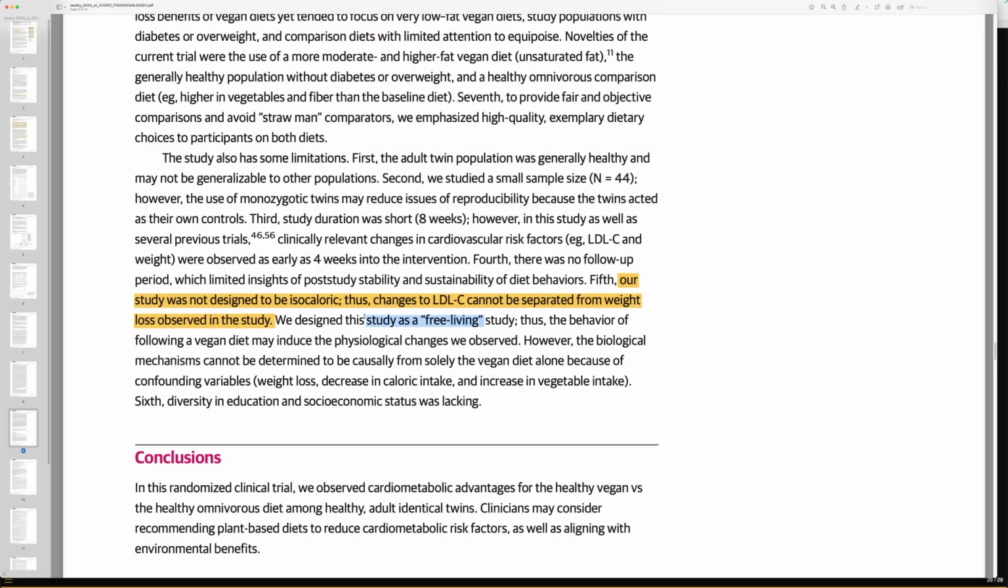Like they say clearly here, the study is designed as a free living study, and they want to take into account how people behave on these different diets when they're not told specifically that you have to eat 2,000 calories a day. I see the point in doing this as well. Because if I'm thinking about whether or not I should be vegan, I'm not considering calorie counting. That's a whole different experiment. Right.